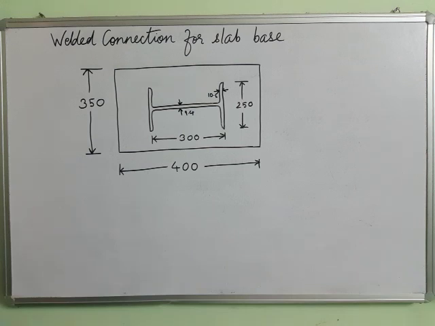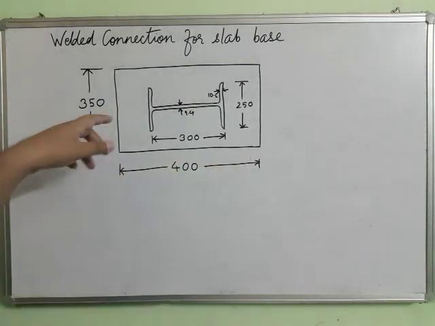Hello everyone. So in the last class we have designed the base plate for the column. And the dimensions of the base plate that we got was 400 by 350. And also we have calculated the thickness which was 12.